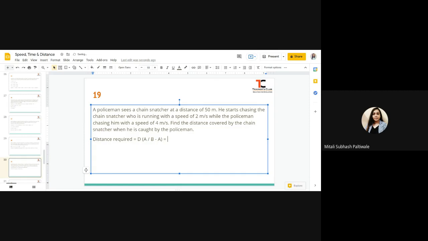So here this will become 50 multiplied by A, which is 2, by 4 minus 2. 4 minus 2 is 2. So here the distance would be 50 meters only. That's why 50 meters is the required distance. In case the chain snatcher is, for example, just a moment, I'll give you an example as well.